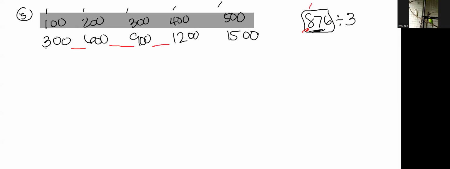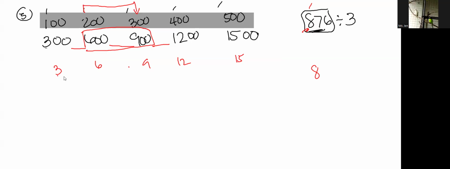So since this is 8, if you count 8, where would you find 8? This 3, you can read it as 3, 6, 9, and then 12, and then 15. If you count 3, 4, 5, 6, you didn't count 8. 6, 7, 8. Oh, there we go. So these are the two numbers that we want. So therefore, your estimate will be between 200 and 300.